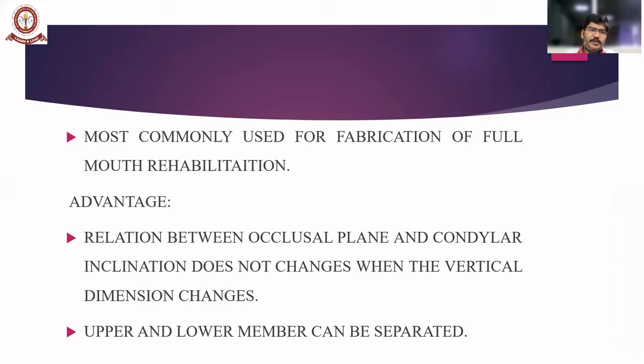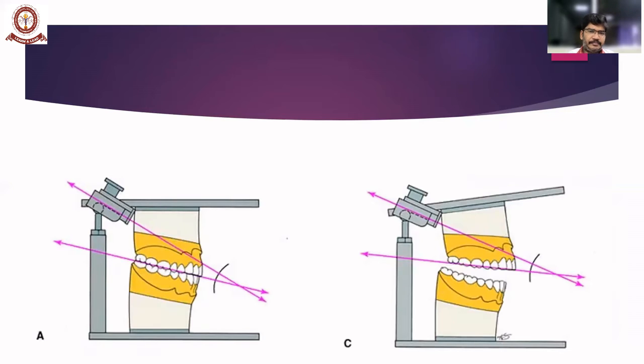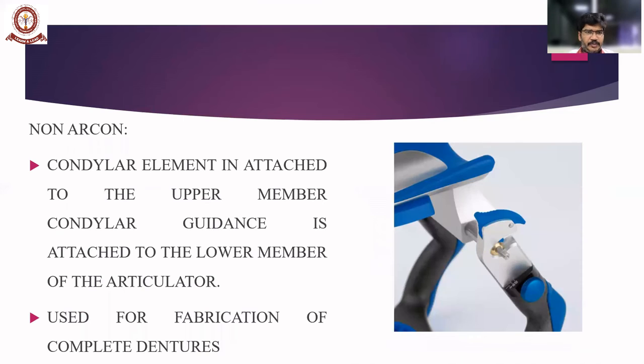They are most commonly used for fabrication in full mouth rehabilitation. Advantage: the relation between the occlusal plane and condylar inclination does not change when the vertical dimension changes. The upper and the lower member can be separated. This picture shows the opening axis of your maxilla and mandible, so this exactly simulates the natural jaw movement.